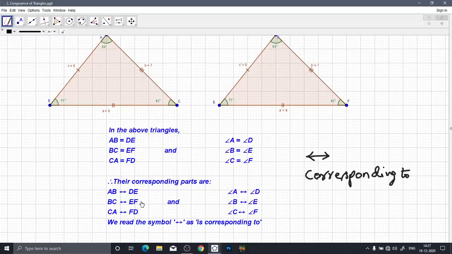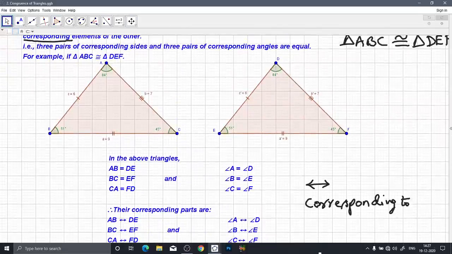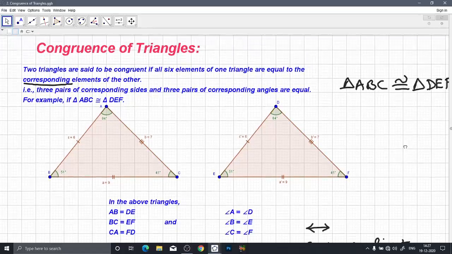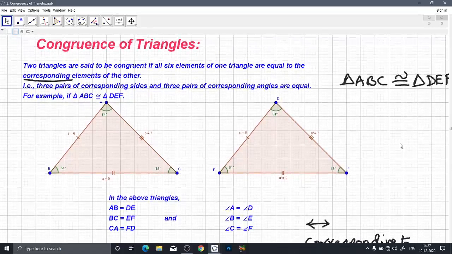Okay, so since the corresponding sides and corresponding angles are equal to each other, we can tell that triangle ABC is congruent to triangle DEF. So like that we can conclude here. This we will write: triangle ABC is congruent to triangle DEF. Okay, this is the congruency of triangles. To become two triangles congruent, all the three sides and all the three angles of one triangle should be equal to the corresponding sides and corresponding angles of the second triangle.